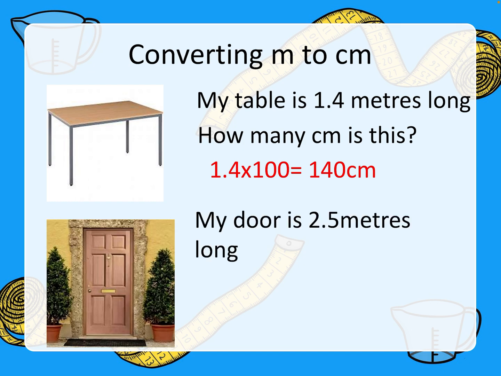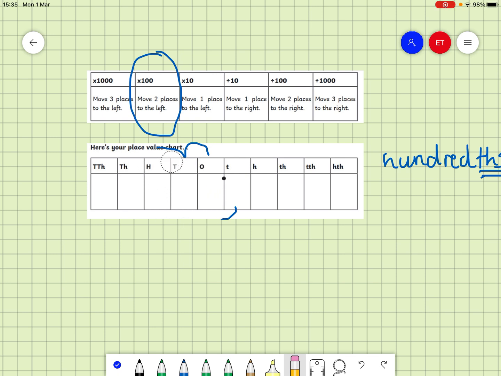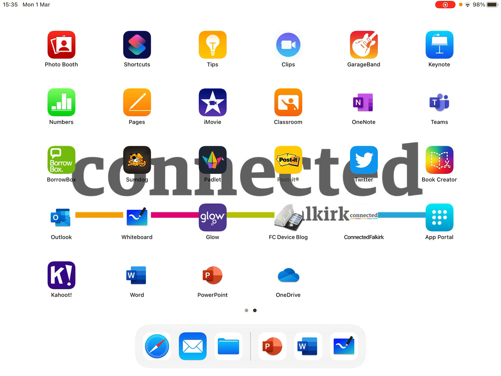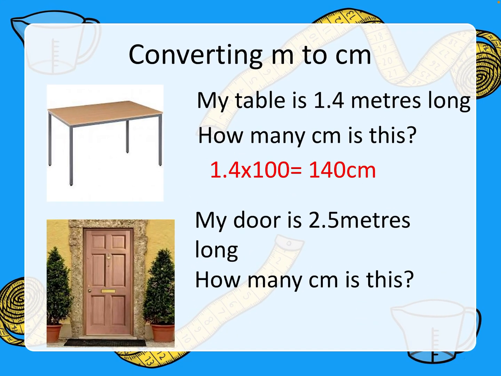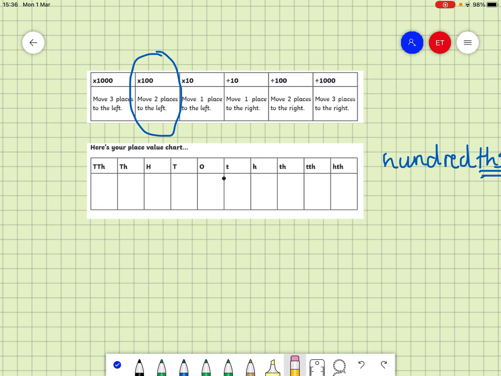Let's look at this door then. My door is 2.5 meters long. How many centimeters is this? So again, let me rub this out. I must have the memory of a fish. Every time I go to flip between them, I forget how long it is. 2.5 meters. It's been a long day, everyone.